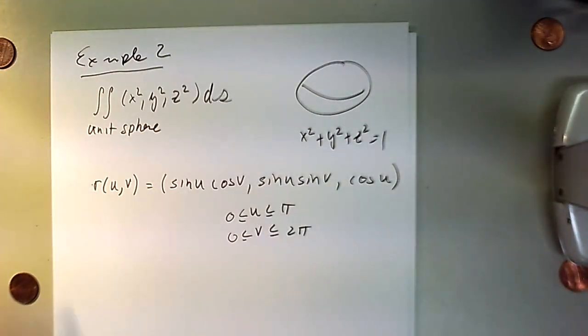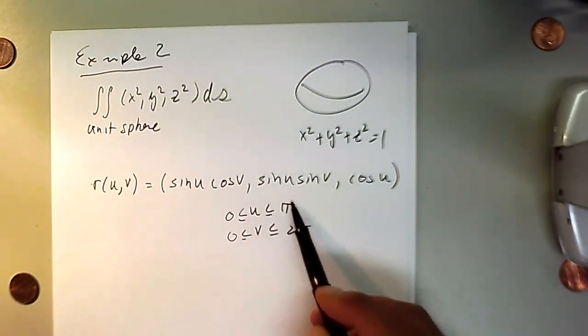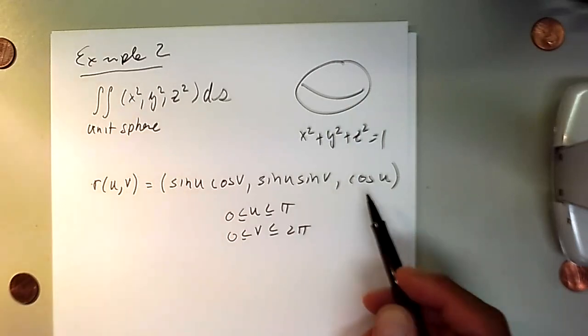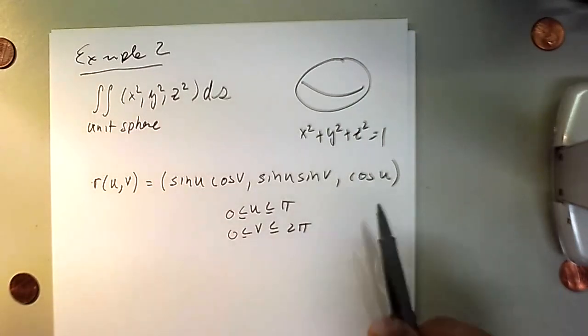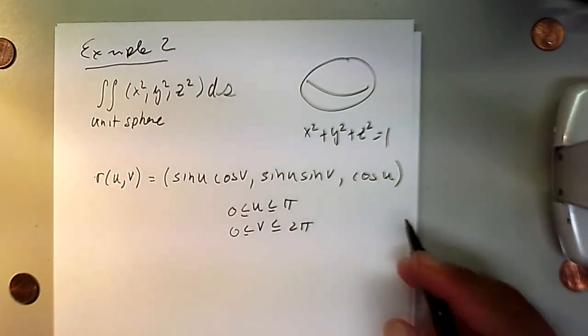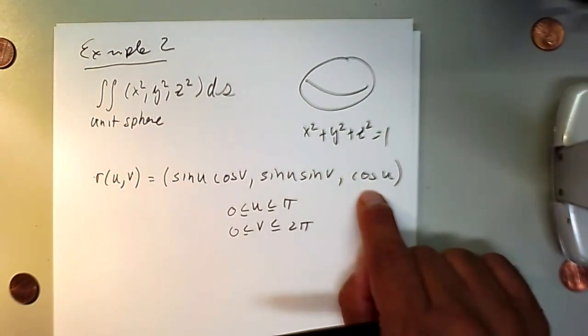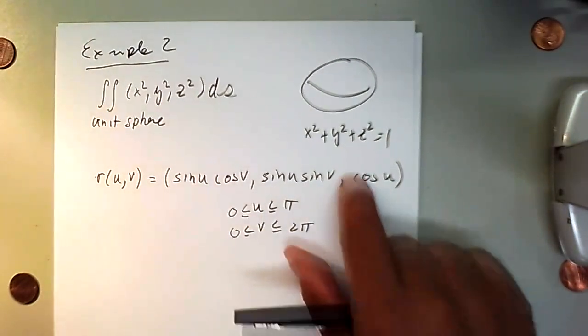Let me double check my notes to make sure I changed them correctly. Sine u, cosine v, sine u, sine v, yes, there it is, because there's a couple different combinations that result in the same, depending on how we are rotating half circles. But this one is consistent with the spherical change. So there's a parameterization of the sphere.